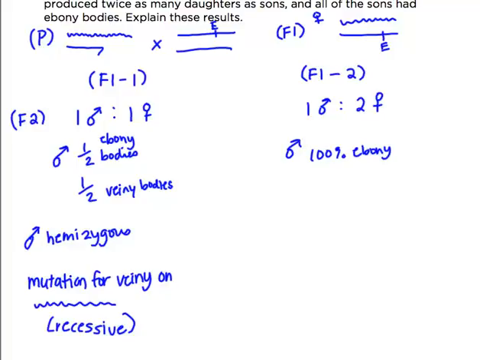Now for the F1-2 female, it's saying that twice as many daughters are seen as sons, which means that half of the sons were dead. So that means that she must have had a mutation that was a lethal mutation. So, mutation for lethality on her irradiated X chromosome.